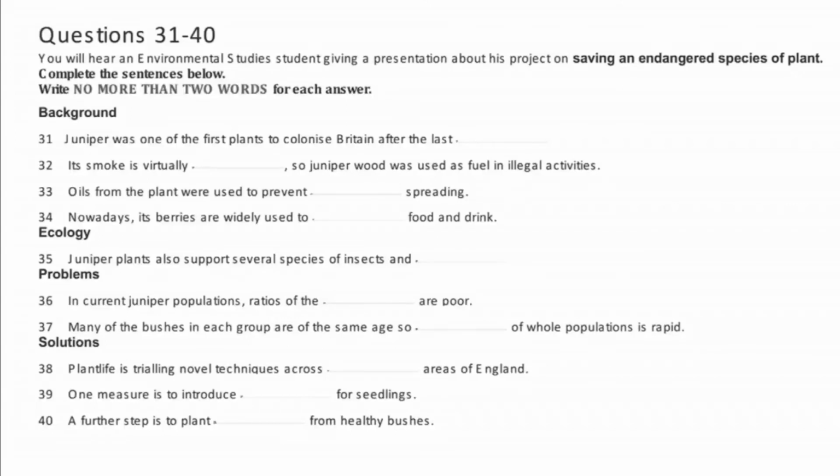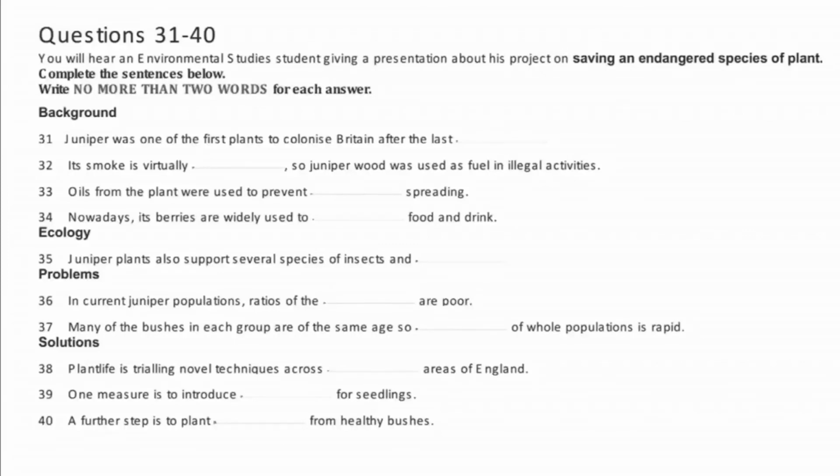Now, the charity Plant Life is trying to do something to halt the decline in juniper species. It's currently trying out 2 new major salvage techniques, this time focusing on lowland regions of England. The first thing it's trying is to provide shelters for the seedlings in areas where juniper populations are fairly well established. These, of course, are designed to help protect the plants at their most vulnerable stage.